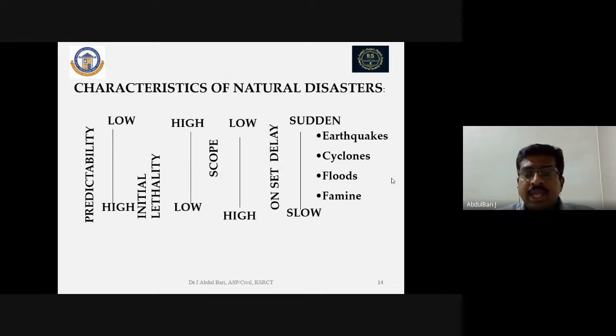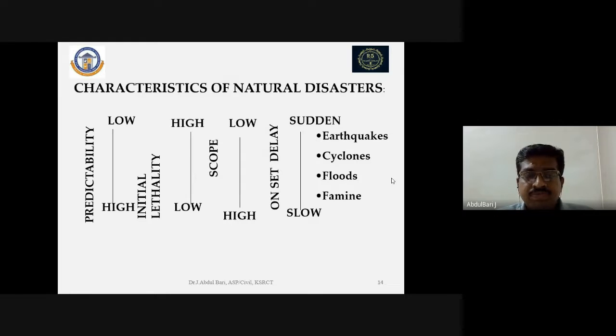For example, for earthquakes and cyclones, we can consider the onset delay. An earthquake is a sudden disaster, whereas a cyclone is a slow disaster. We can predict where a particular cyclone will occur and when it is going to hit a particular area. So everything can be predictable, so that is low predictability and high predictability. For example, high predictability means that if a cyclone is going to occur tomorrow, it is of high predictability. If the cyclone is going to affect the area next week, after 7 days, it is of low predictability.